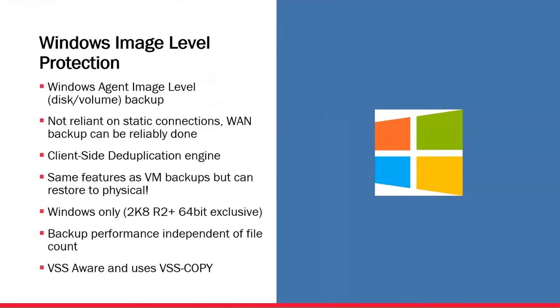It uses client-side deduplication, and basically all the features that you have with a VM snapshot can be used with this. You can spin it up in another hypervisor or even use it as a bare metal image. Some limitations: it's Windows 2008 R2 and more recent, and it's 64-bit exclusive. A good advantage is that its backup performance is independent of the file count. And that last point I'm going to talk about in a little bit.